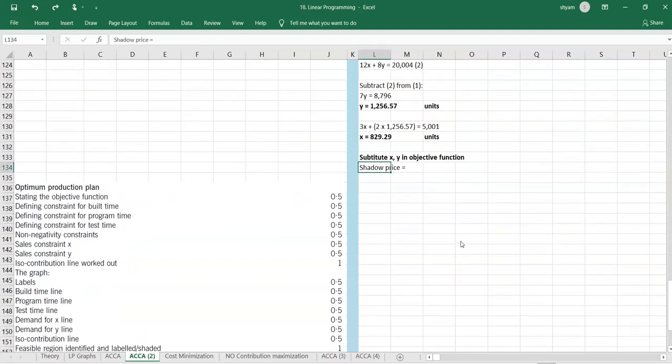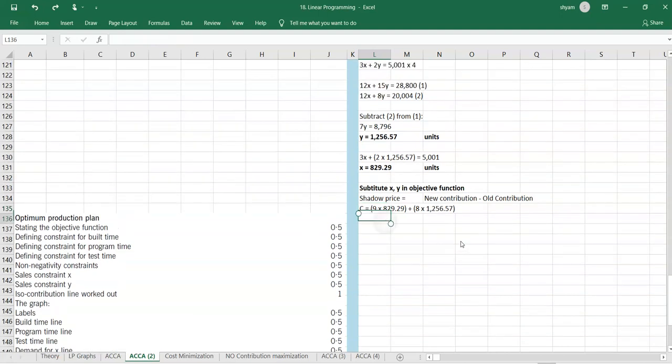Let's substitute this in and find the shadow price. New contribution minus old contribution we have to get. So the new contribution is going to be 9x, where x is 829 units, and y is 8 into 1256. So this is the new contribution. New contribution is 17,516. Let's get the old contribution. The old contribution is this number.